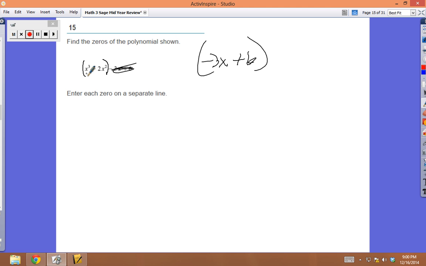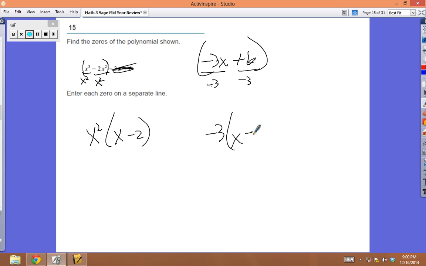Okay, these two, I'm going to divide them both by x squared. If you rewrite it as a multiplication problem, if you factor this, it's going to be x squared times x minus 2. And if you factor this, divide them both by a negative 3. A negative divided by a negative is a positive x, because that's what I want. I want a positive x and I want a minus 2. 6 divided by a negative 3 is a minus 2. And now, let's divide both these by x minus 2. So one of your answers is going to be x minus 2.